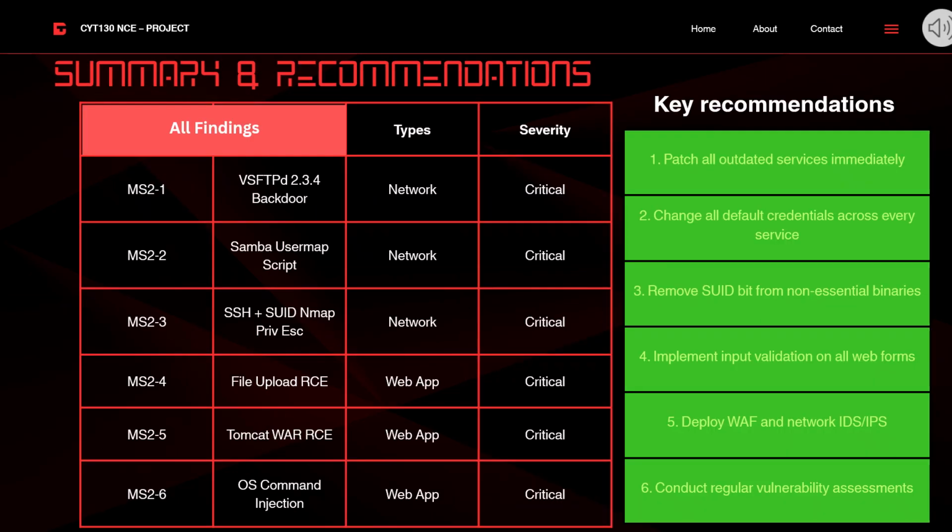So in summary, we identified 6 critical vulnerabilities across both the network and web application attack surfaces. All resulted in either root access or sensitive data disclosure. Our key recommendations are to patch all outdated services, change all default credentials, remove unnecessary SUID permissions, implement web application input validation, and conduct regular vulnerability assessments.